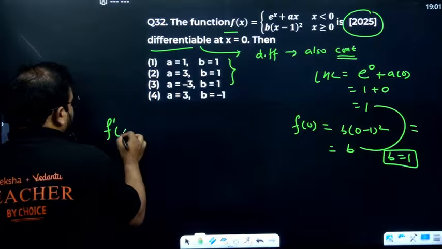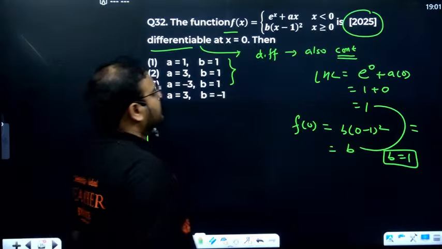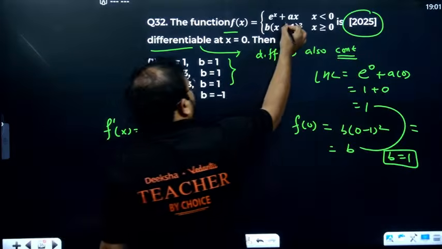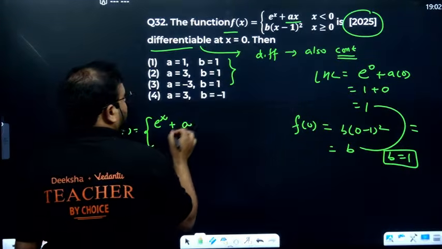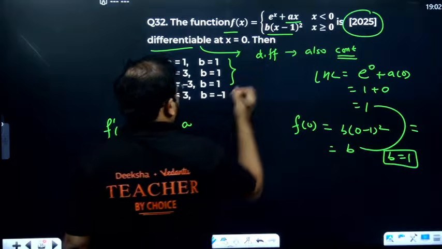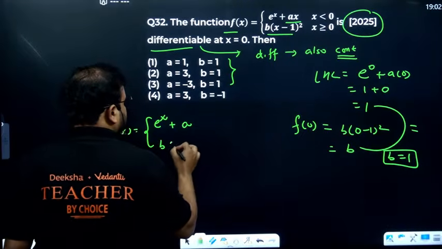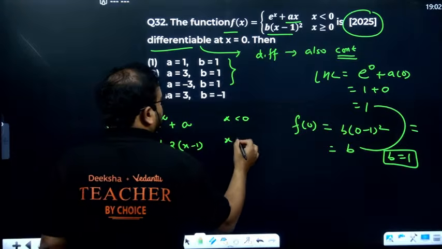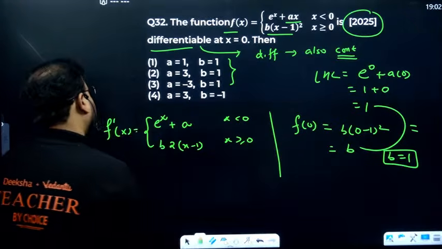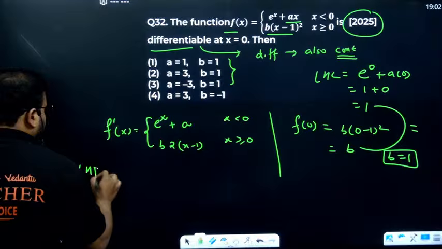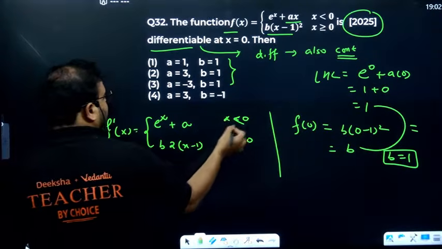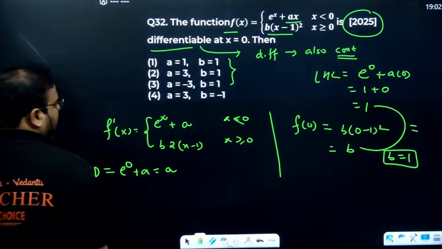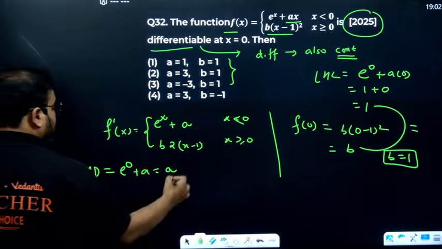For that, we'll find the derivative for each of the branches. Differentiate each branch. So you'll have e power x, derivative as it is, and a times x, derivative will be the constant a. Differentiate this now. You'll have b times of 2 x minus 1. This is for x less than 0 and x more than or equal to 0. So find the left hand derivative, guys, over here. From here you're going to find the left hand derivative. So e power 0 plus a. Answer becomes a. Okay, sorry, a plus 1. My bad.